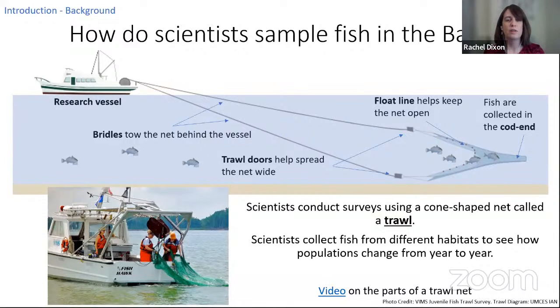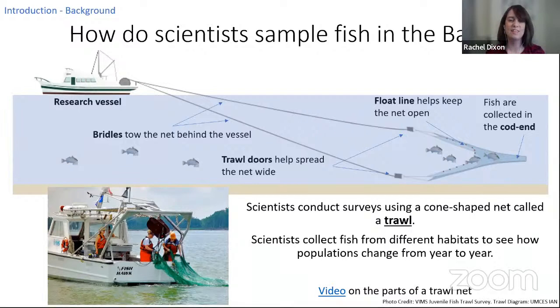So we use something called a trawl net, and this slide shows you the different parts of a trawl, and there's also a link to a video that explains these different parts and how a trawl net works. So we use this gear to sample different areas of the bay to get a representative sample of fishes.